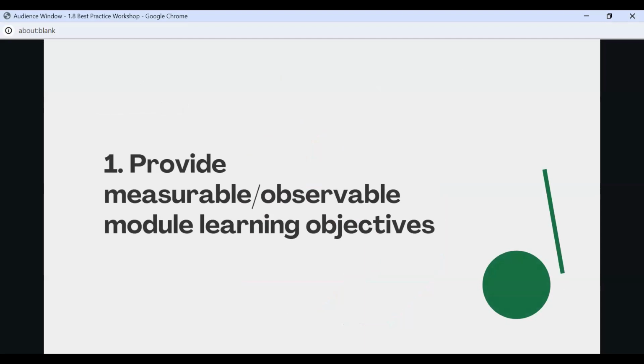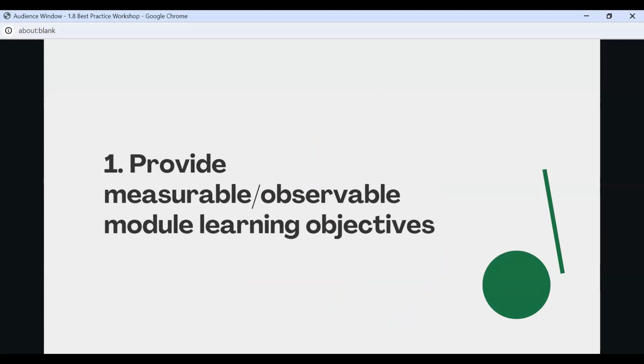All right, so let's look at the first thing. Again, it's a big topic. There's a lot to talk about, right? And we could spend a lot of time on it, though we don't have that time today. But the first thing we're looking at is providing measurable or observable module learning objectives, right?